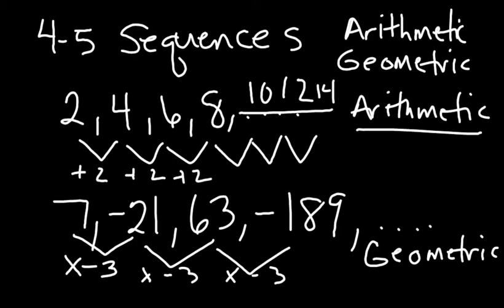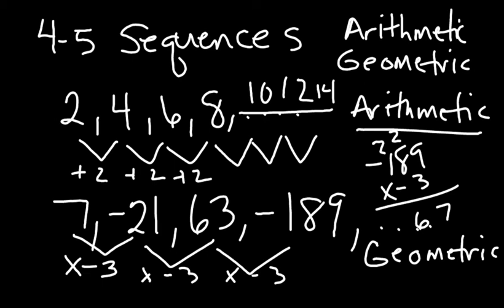Could you find the next numbers? Well, sure. You would take negative 189 and multiply by negative 3. A negative times a negative, it's going to go positive. 3 times 9 is 27. 3 times 8 is 24 plus 2 is 26. 3 times 1 is 3 plus 2 is 5, so it would be positive 567.